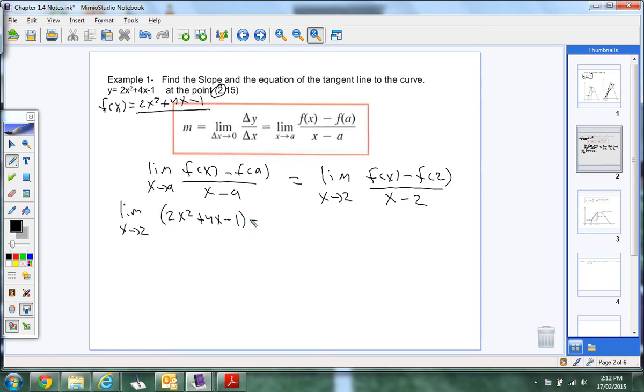I'm going to minus f of 2. How can I find f of 2? You plug 2 in for x. Good. And guys, I'm going to do a lot of this stuff mentally, so if you don't see it, or I make a mistake, let me know. 2 squared is 4. 4 times 2 is 8. Plus 8 minus 1. 8 plus 8 is 16. Minus 1 is 15. So that's right, or the point. Yeah, you're right.